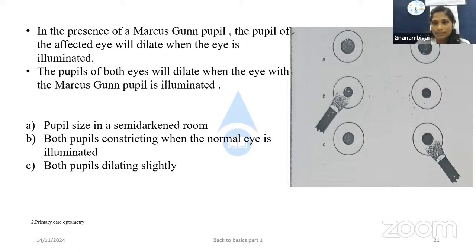In this picture, A is the pupil size in the semi-darkened room. Both will be equal. In B, both pupils are constricting when the normal eye is illuminated. And in C, both eyes are dilating slightly. This is a case of RAPD.